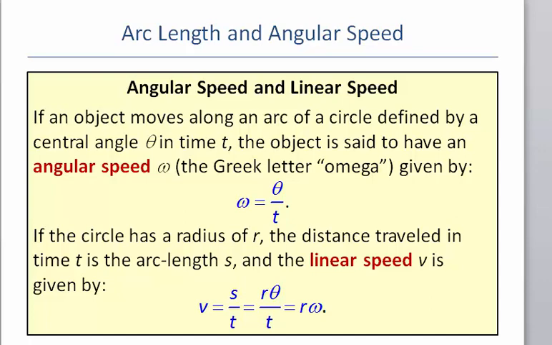So this says that if an object moves along an arc of a circle, right, so we're talking about the arc that we just found, defined by a central angle theta and time t, the object is said to have an angular speed omega, given by this formula, omega is equal to theta divided by t. Furthermore, if the circle has a radius of r, the distance traveled in time t is the arc length s, and the linear speed v is given by the formula v is equal to r times omega.